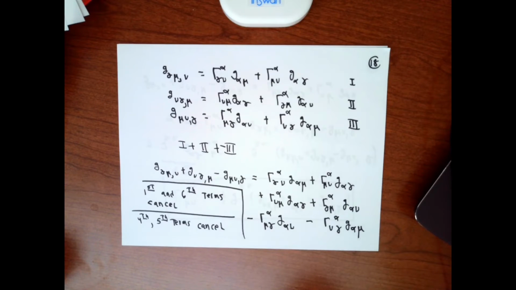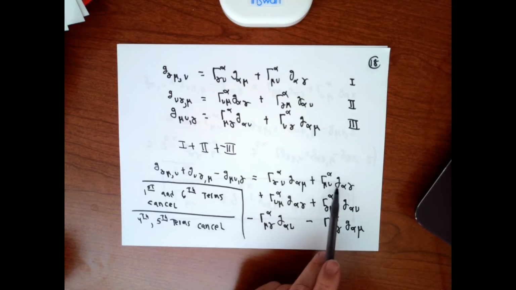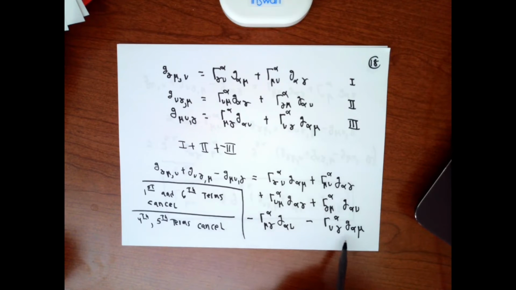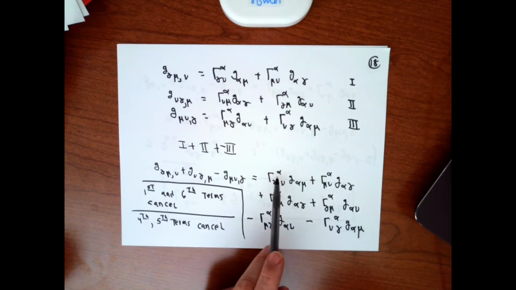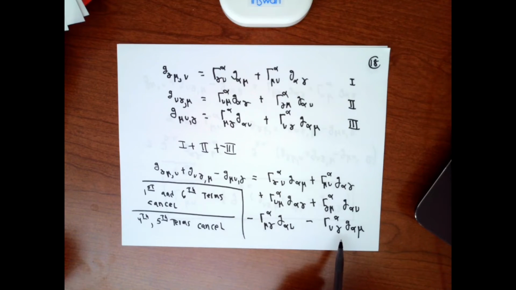Then a miracle happens. If you look at the first term, that one, and if you look at term number 6, 1, 2, 3, 4, 5, 6, I have a Christoffel symbol with an alpha upstairs, gamma and nu downstairs, gamma and nu downstairs. The Christoffel symbols are symmetric on the bottom two indices. I didn't prove that specifically in the case of a curved space, but the argument's exactly the same as it was in flat space.